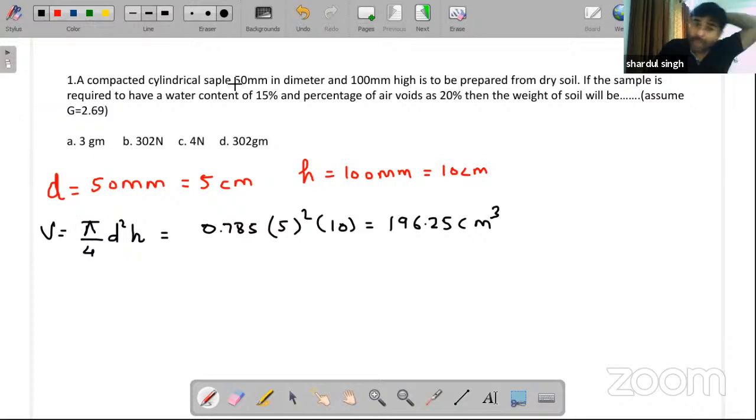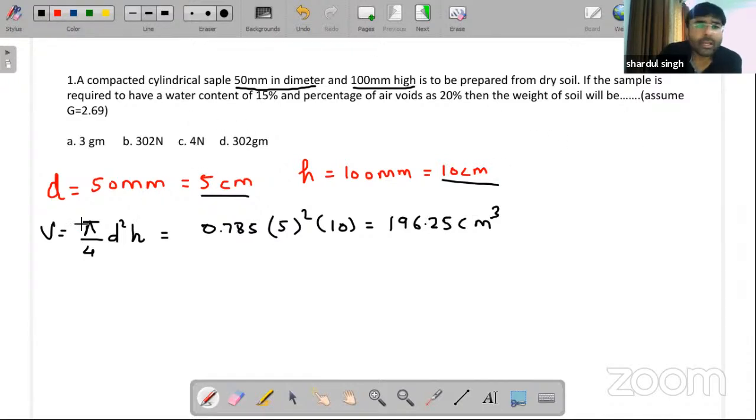The compacted cylindrical sample is 50 mm in diameter and 100 mm height. So the diameter is 5 centimeter, that is 50 mm, and the height is 10 centimeter, that is 100 mm. From there you can get the volume of the soil, because the volume of the cylinder is pi by 4 d square h. So pi by 4 is 0.785, d square is 5 square, into h, that is 10. So it will be 196.25 centimeter cube. This will be the volume of the sample.